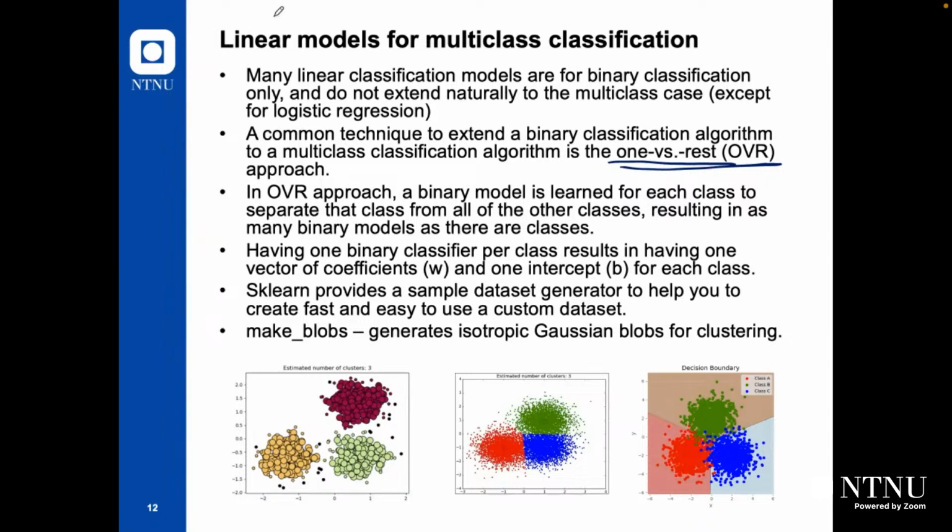sklearn provides a sample dataset generator to help you create fast and easy to use custom datasets. I mean, sklearn has its own sample dataset generator, which can also be used for generating your own dataset and trying to build a classifier for those custom datasets. So just as an example, we have a function called make_blobs. This function, make_blobs, generates isotropic Gaussian blobs for clustering. It should be like this one.